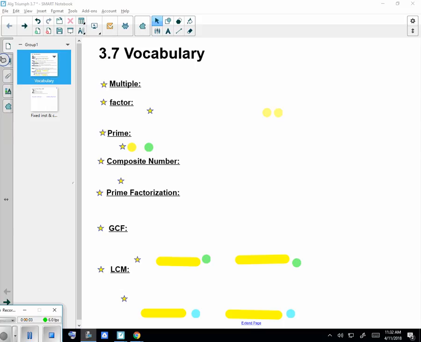Algebra Triumphs, Chapter 3.7 Vocabulary. Here are your words for today. Multiple, factor, prime, composite number, prime factorization, GCF, which stands for greatest common factor, and LCM, which stands for lowest common multiple.